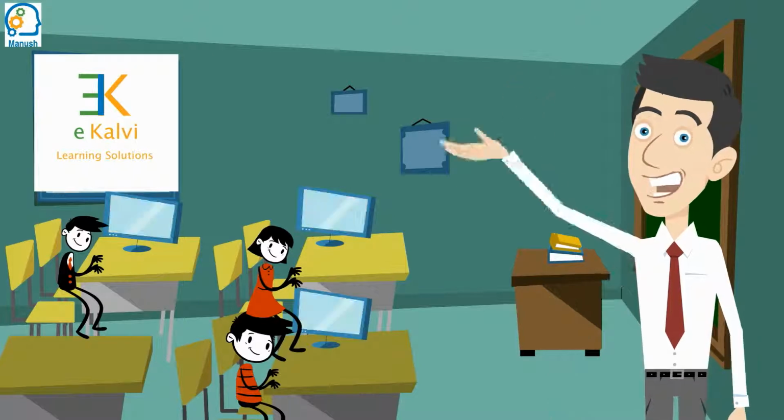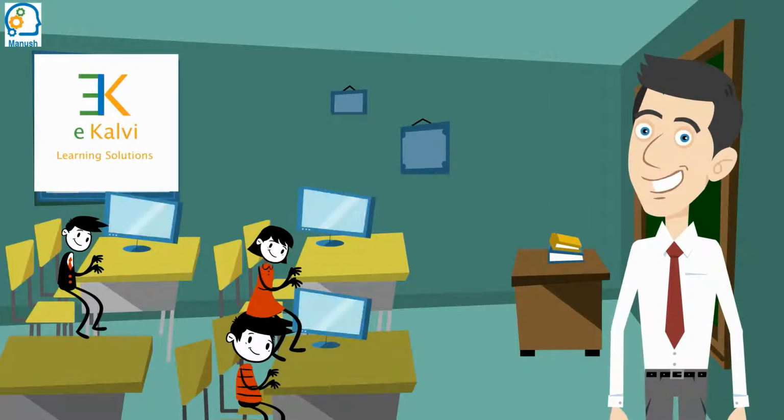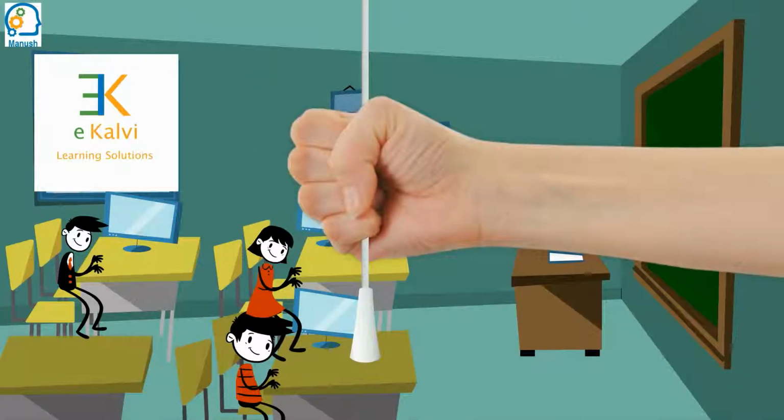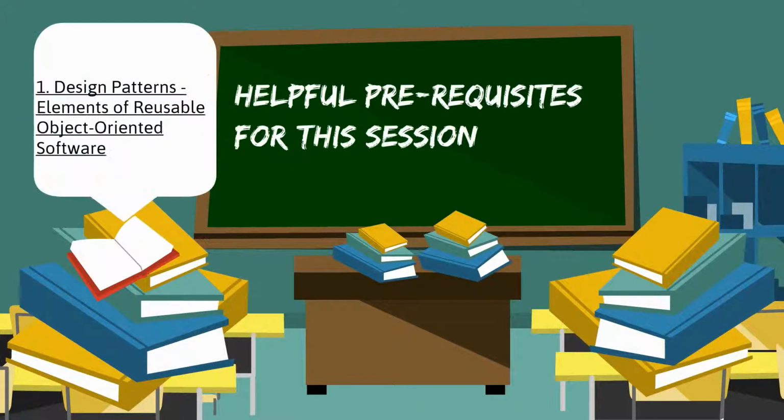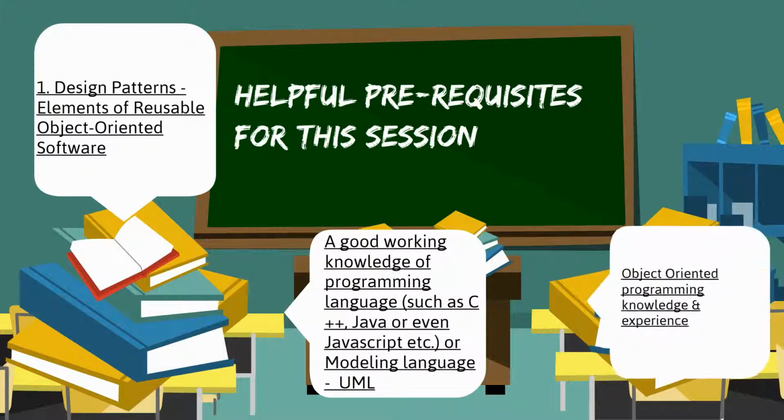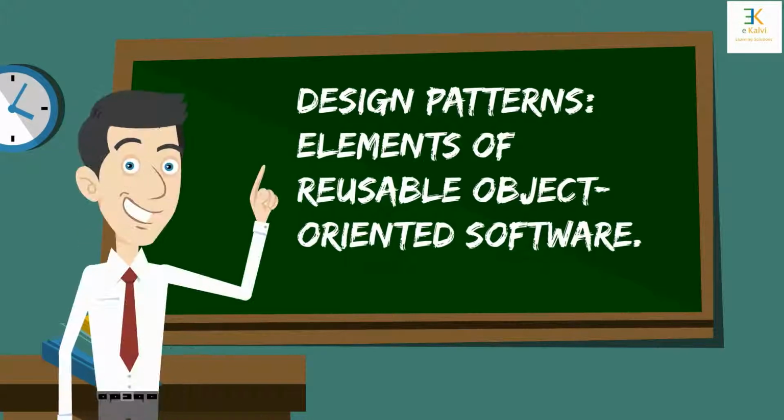This video is intended to help you to become a better programmer and a good software designer. Some knowledge of UML class diagrams will be helpful along with working knowledge of C++ or Java-like object-oriented language. In this session, we will be using the following reference: Design Patterns, Elements of Reusable Object-Oriented Software by Erich Gamma and others, also known as Gang of 4.